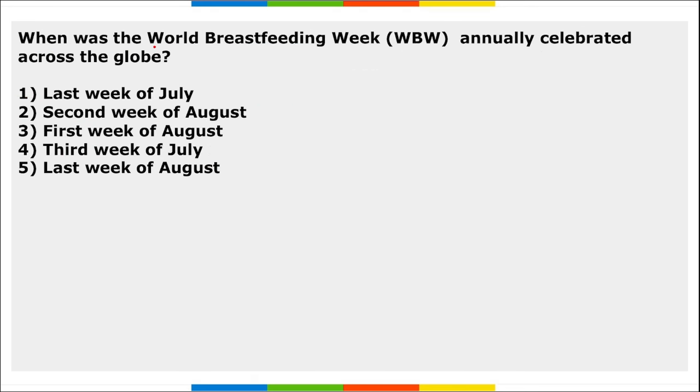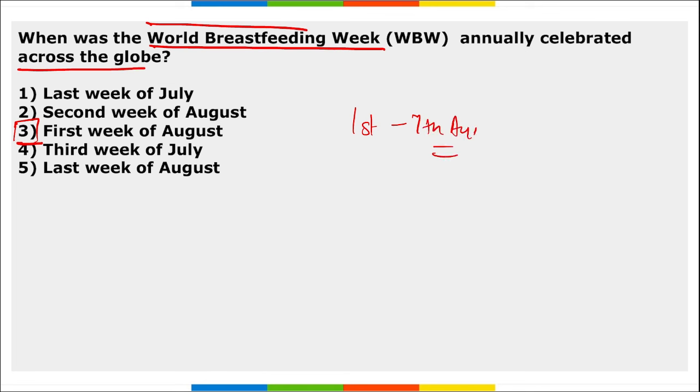Next, when was World Breastfeeding Week annually celebrated across the globe? It is the first week of August that we celebrate World Breastfeeding Week, from 1st to 7th of August. Then there is a theme that you should remember, the theme being closing the gap, breastfeeding support for all. And for the first time it was observed in 1992.